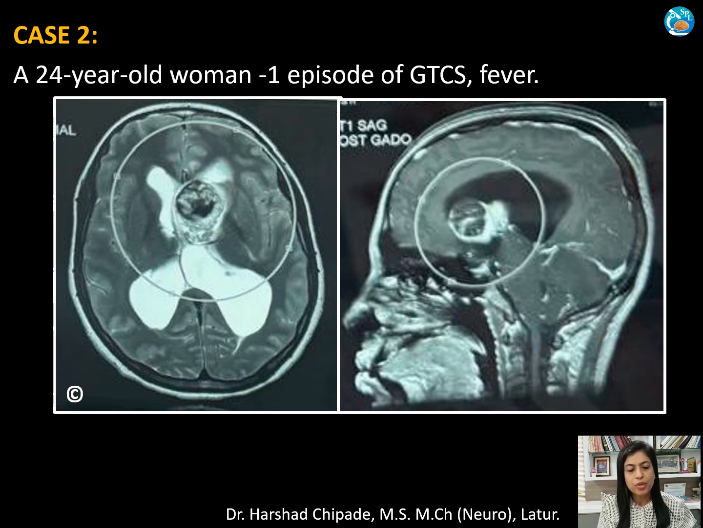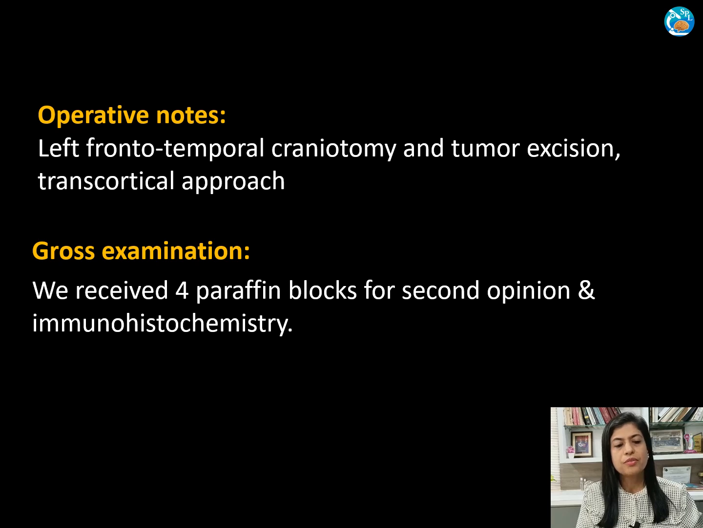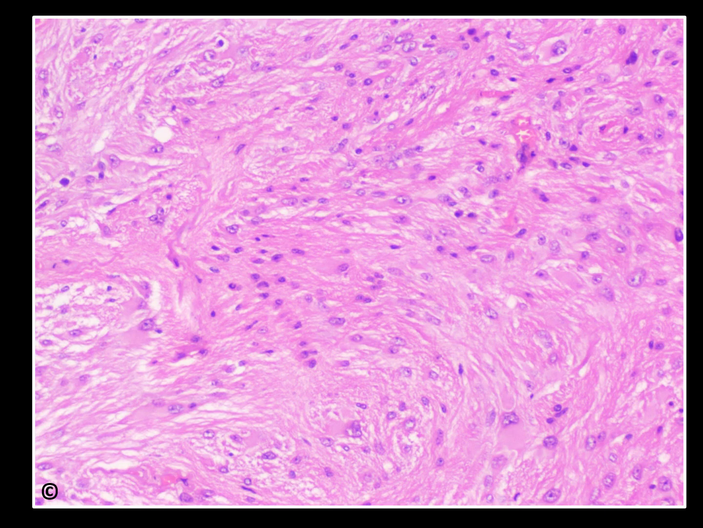The tumor appeared hypointense on T1 and heterogeneously hypointense on T2. Operative notes: left frontotemporal craniotomy and tumor excision by transcortical approach was done. We received 4 paraffin blocks for second opinion and immunohistochemistry. The microscopy revealed features of SEGA, that is sweeping fascicles of cells.